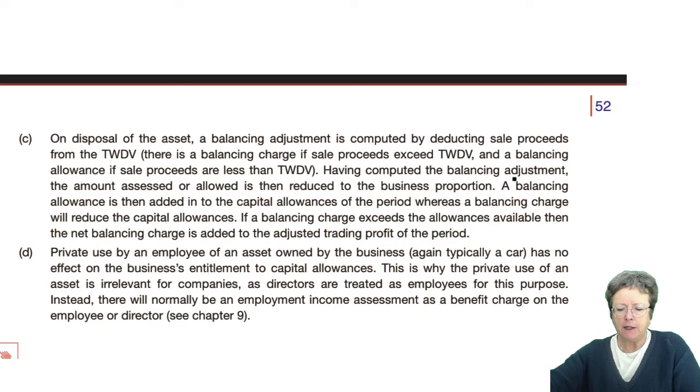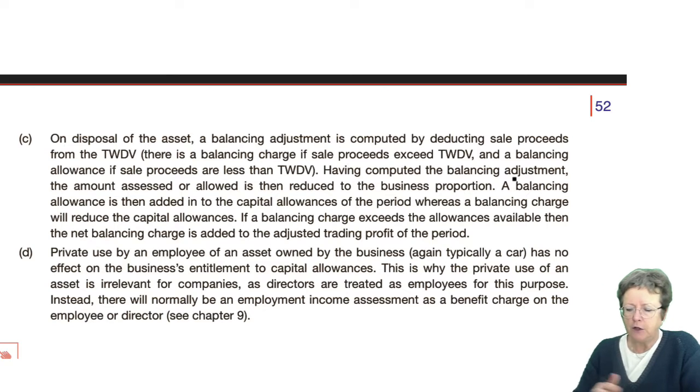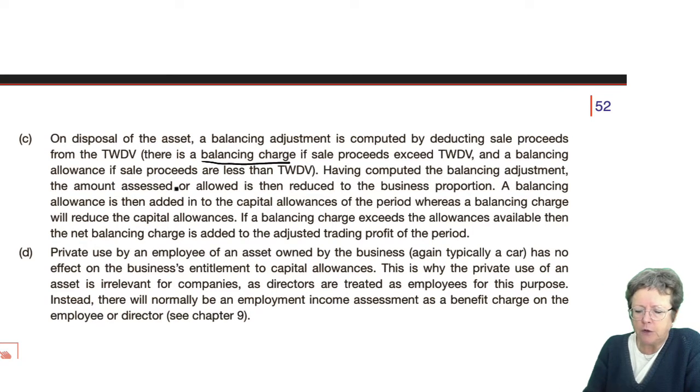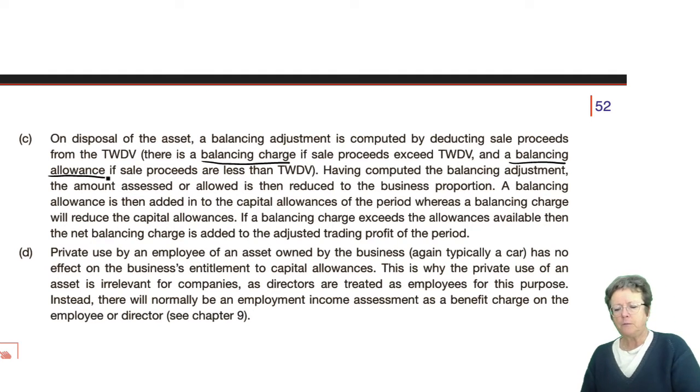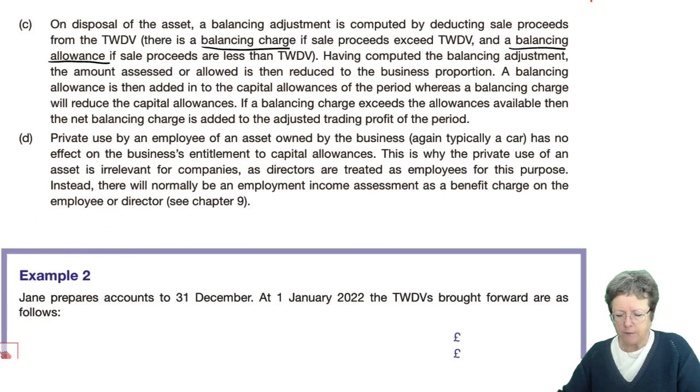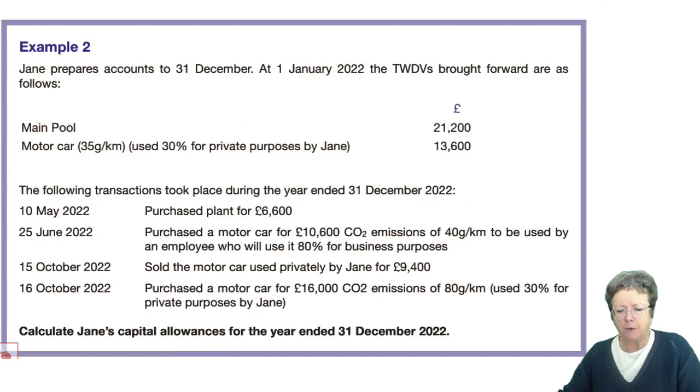So when the asset is then disposed of, you need to dispose of it out of the private use asset. You'll either get a balancing charge or a balancing allowance, and then that too will need to be reduced according to the private use of that asset. Let's do an example, because an example is just going to make it so much easier.